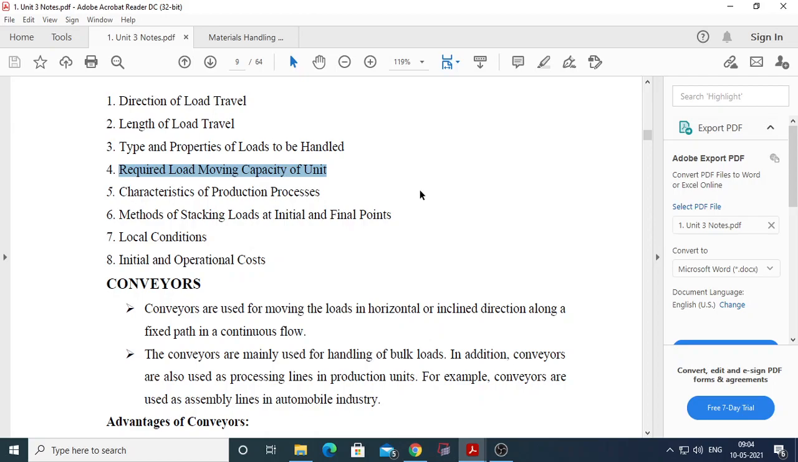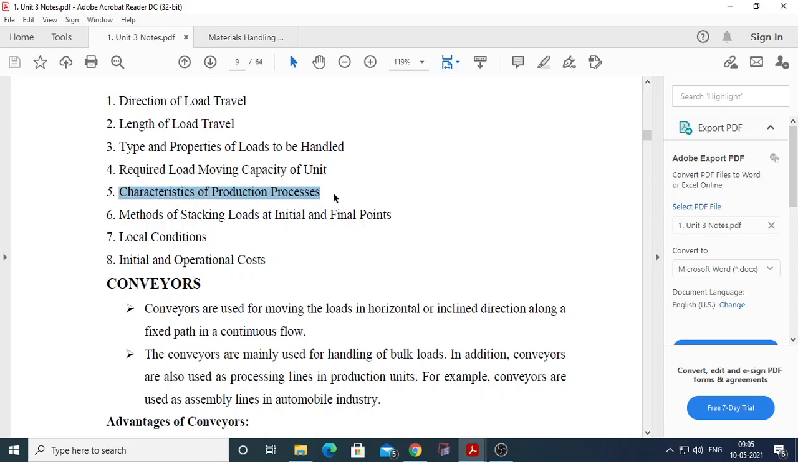If the capacity is large, for example in the sugar industry, we have to move the sugar from the sugar industry to the godown. The size and weight of that sugar is up to 1000 kg. We want to move that, and because it is heavy, we will use the conveyor. Then next is the characteristics of the production process.